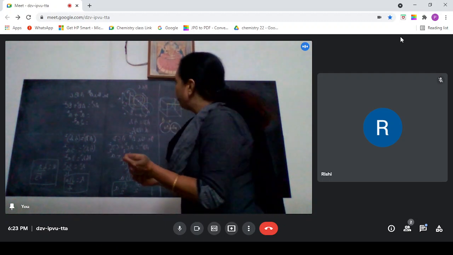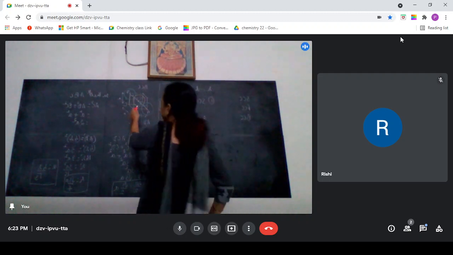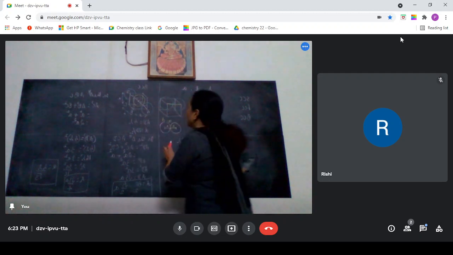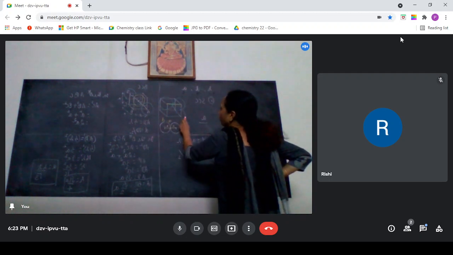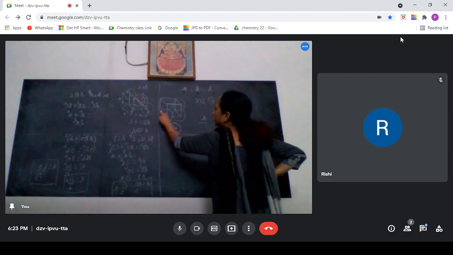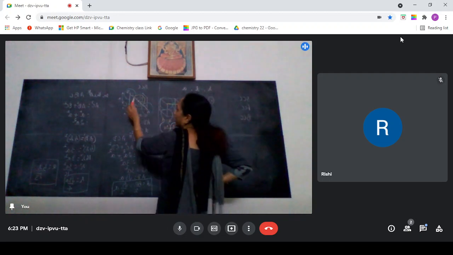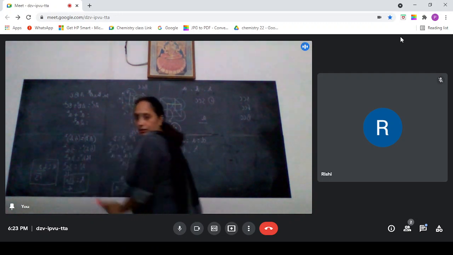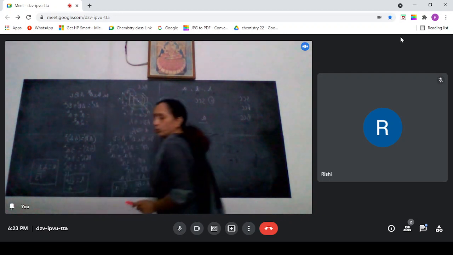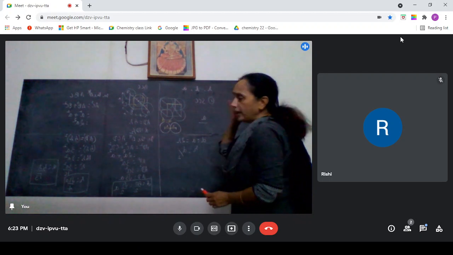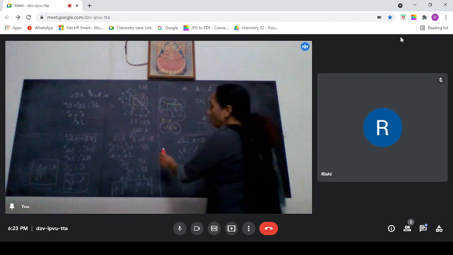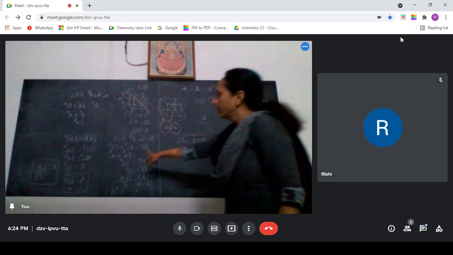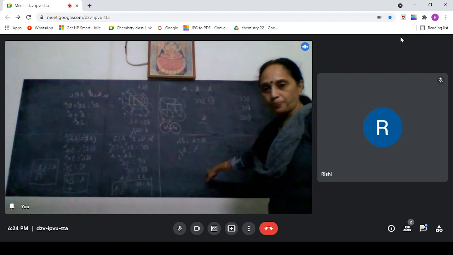In body centered and in face centered, corner particles will not touch each other like in a simple cube. A simple cube will be like this only, all of them touching like this. But here it cannot touch. That is why the edge length you are not getting as 2r. You are getting it as 4r by root 3. So this is the relationship between D, R and A in body centered and simple cubic.